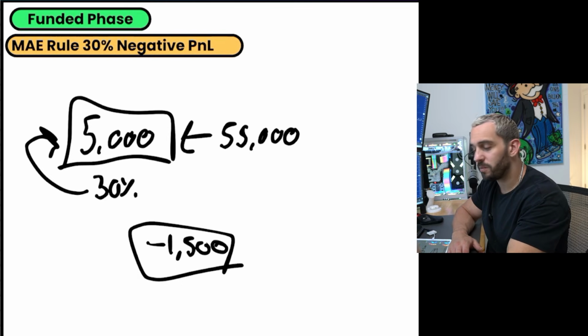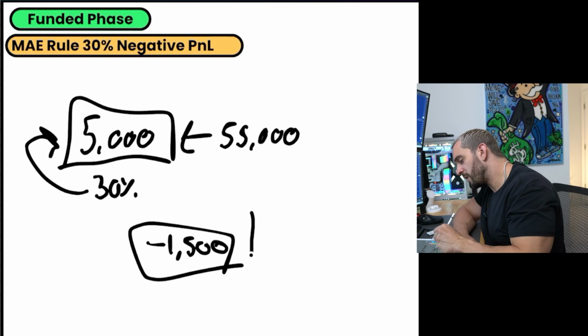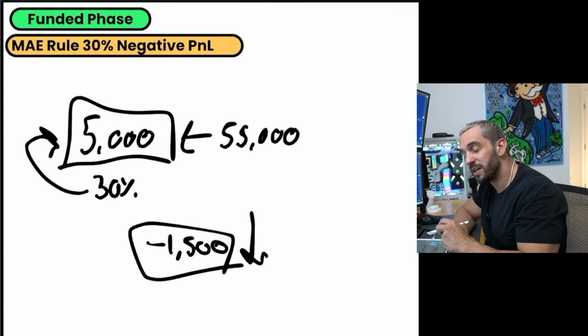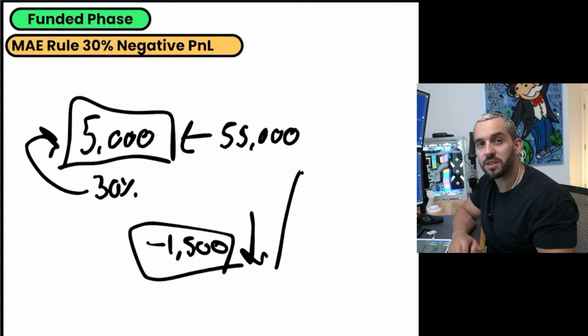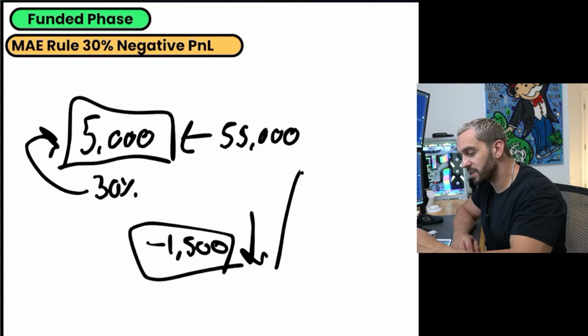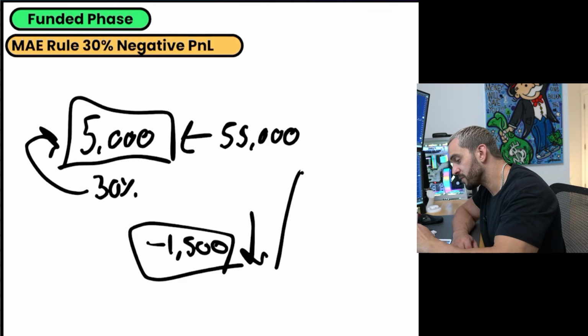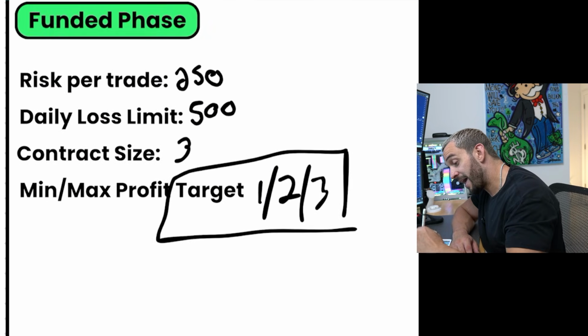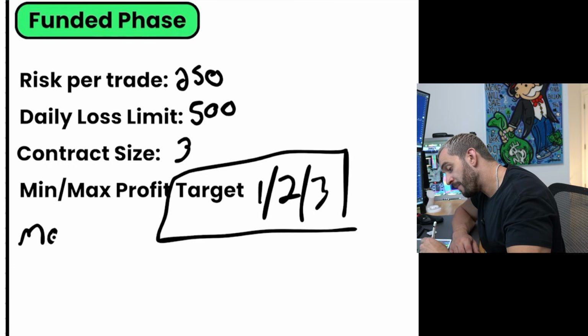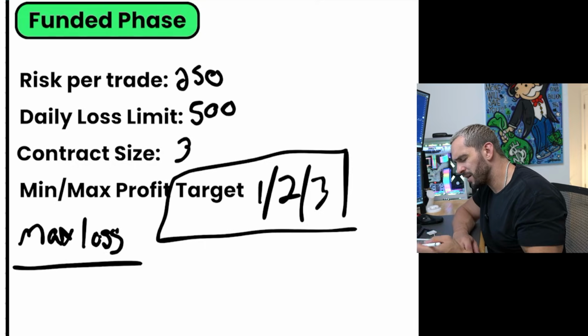This number is really important because even if you go a little bit into this drawdown, but you don't close at the negative 1,500 and you come back up and say you close at break even, you still violated the rule. So they're still going to deny you a payout because of that. So this gives me another thing to add to this trading plan here, which is, now I have a maximum loss limit per trade. So you can have this in your trading plan if you need to.